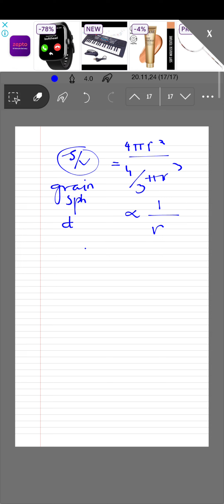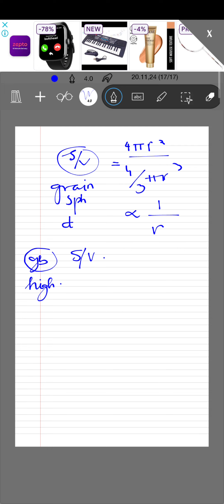Now the grain boundaries are high energy states, and since they have a high S by V ratio, a system, normally any system, has the tendency to reduce its energy and come to the lower energy state. So this is actually the driving force for reduction of grain boundary. So the driving force is to reduce the volume fraction of the grain boundaries, and this is what leads to the grain growth.